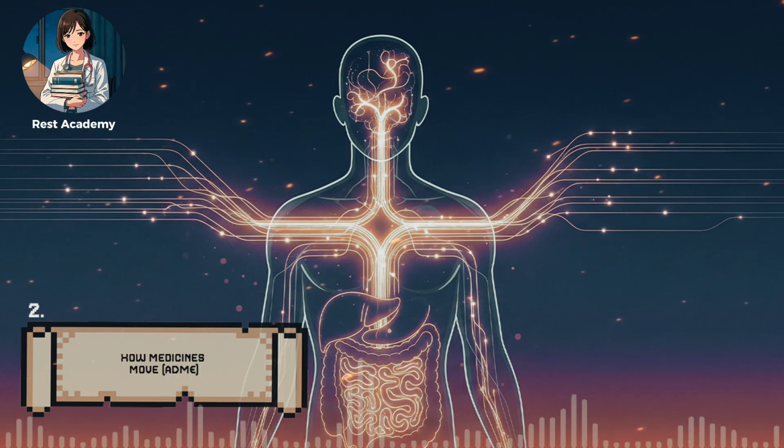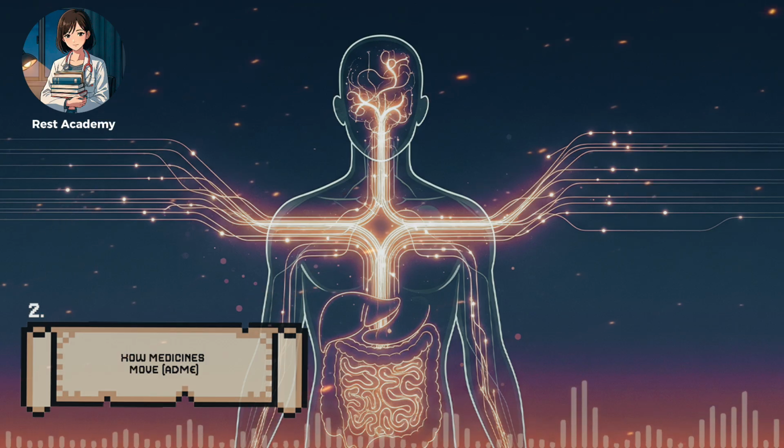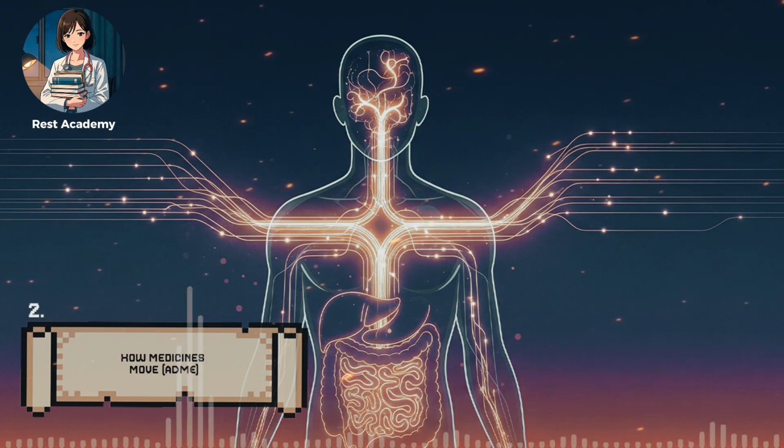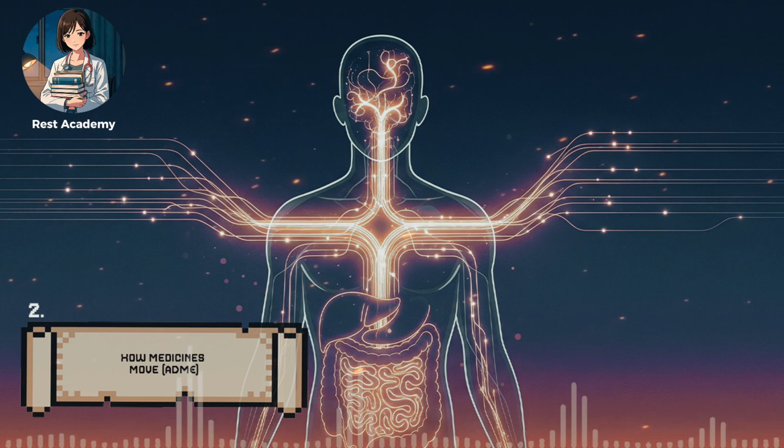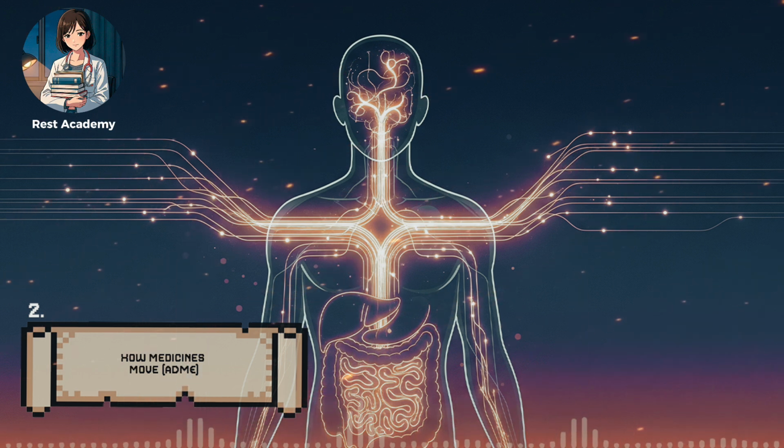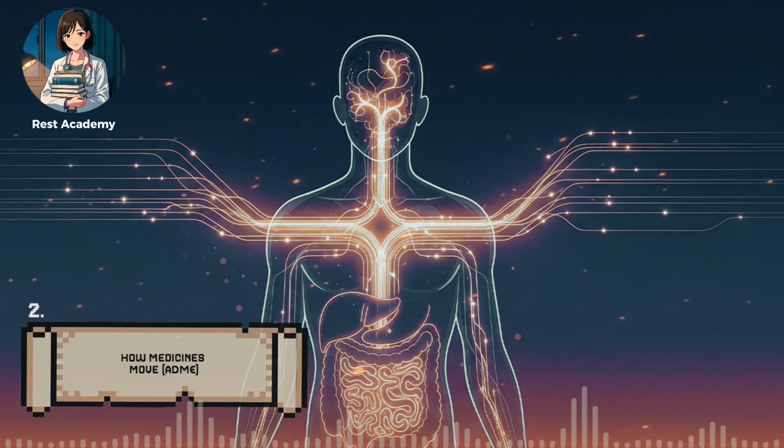A concept called apparent volume of distribution summarizes how extensively a drug leaves the vascular space. A small volume suggests confinement to plasma and interstitial fluid. A large volume implies deep partitioning into tissues or fat. These patterns explain why two medicines with similar doses can display very different concentrations at their sites of action.